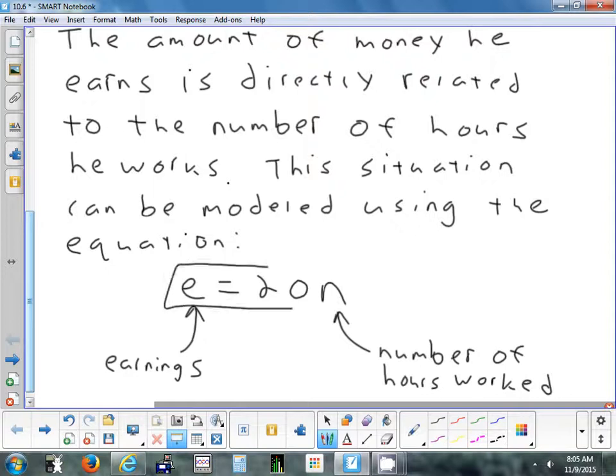So this is a formula, and this is what most of our formulas are going to look like for direct variation. We've got a letter equals a number and a letter. So it's just those 4 things. Letter equals number and letter. And that's it. There's no plus or minus at the end. Not when we're doing direct variation.